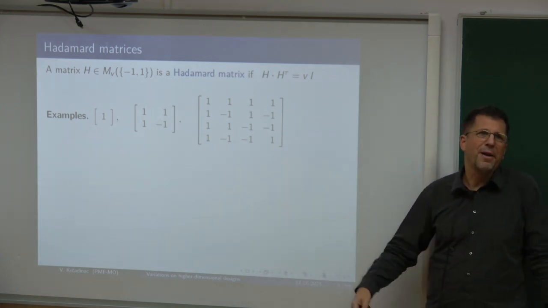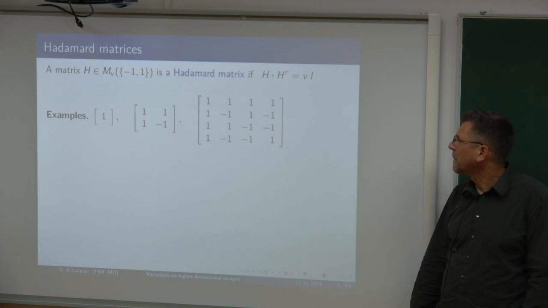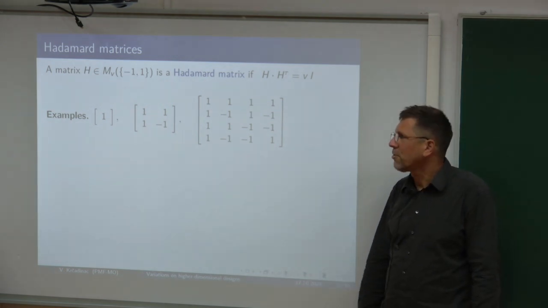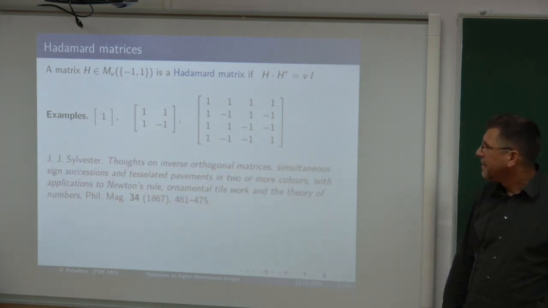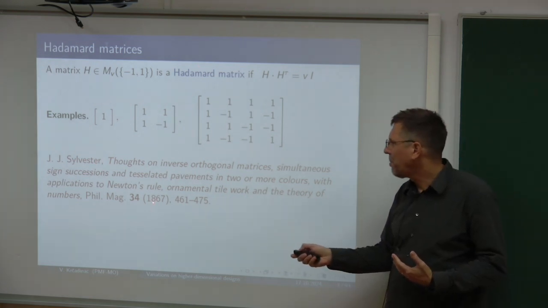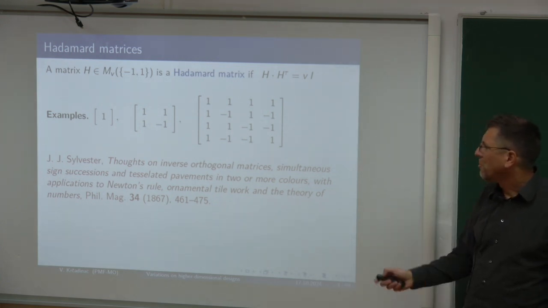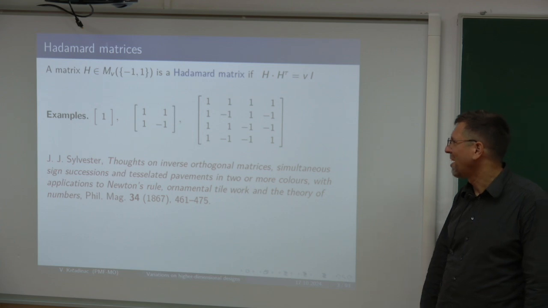So essentially they're scalar multiples of orthogonal matrices, but with these entries that are all the same except the plus or minus sign. They were actually not first studied by Hadamard, but Sylvester already wrote about them in the mid-19th century. I'm not going to read the title. At the time it was customary to have rather long titles.